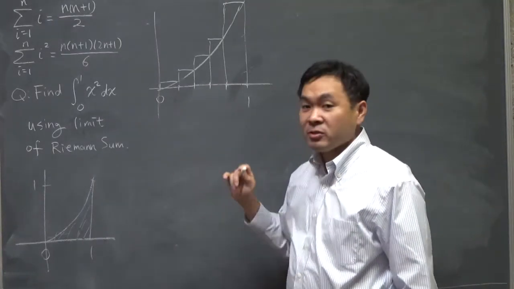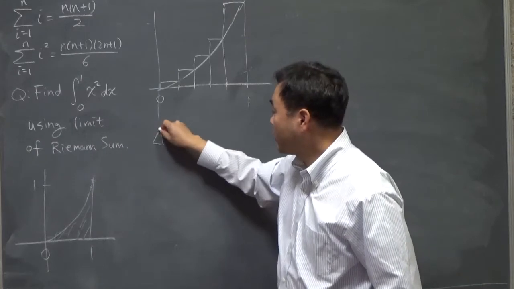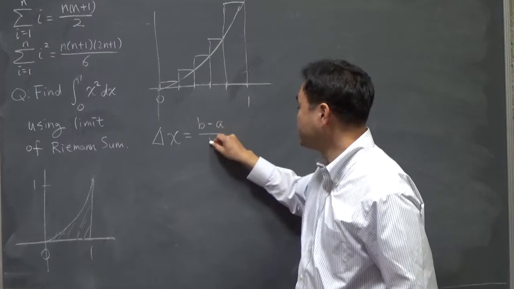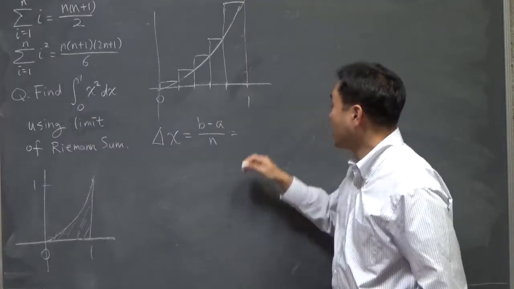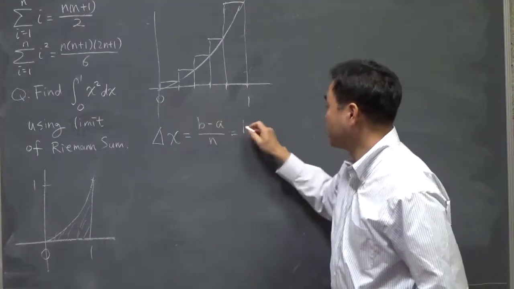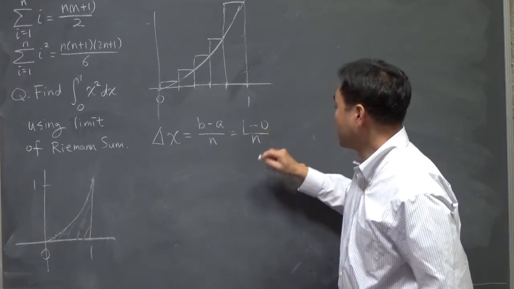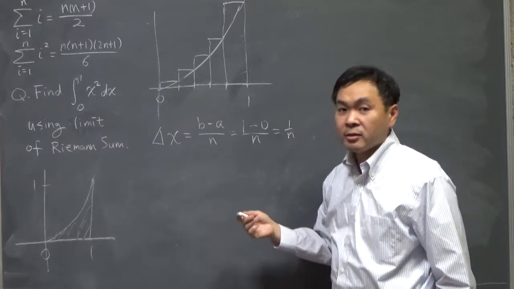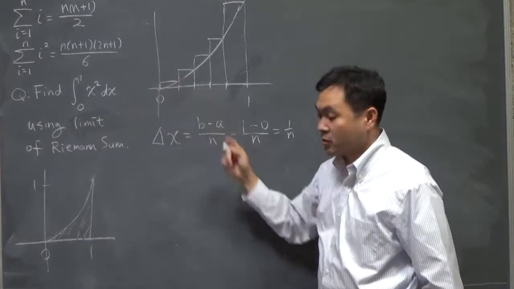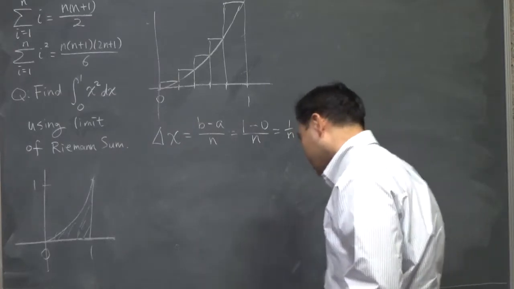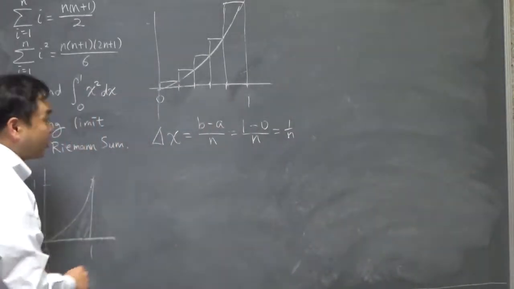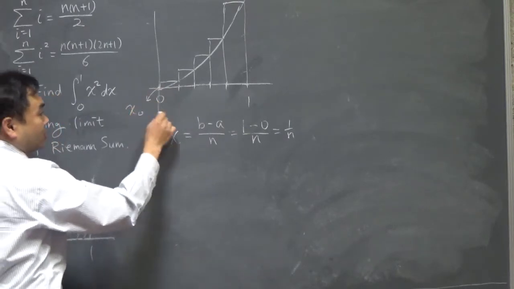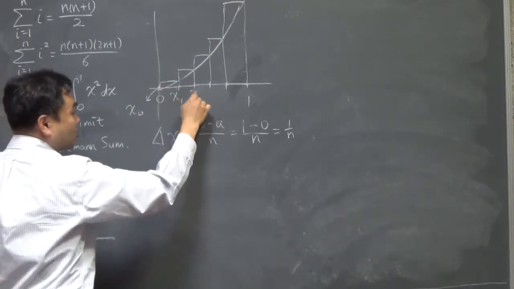Now, for any Riemann sum, you should always start by calculating delta x, whose formula is b minus a over n. And our b is 1, a is 0. So that's going to be 1 over n. Then you have to find all these endpoints. Our convention is that always the very first endpoint, starting from left, will be called x0. The next one is x1, x2, and so forth.